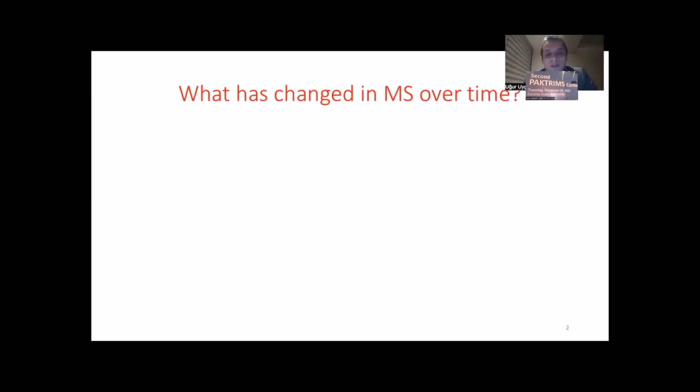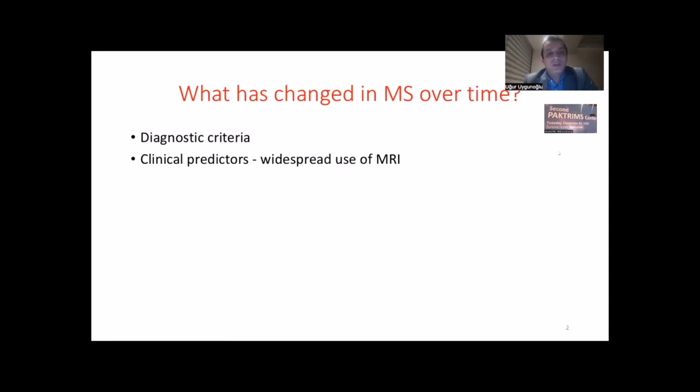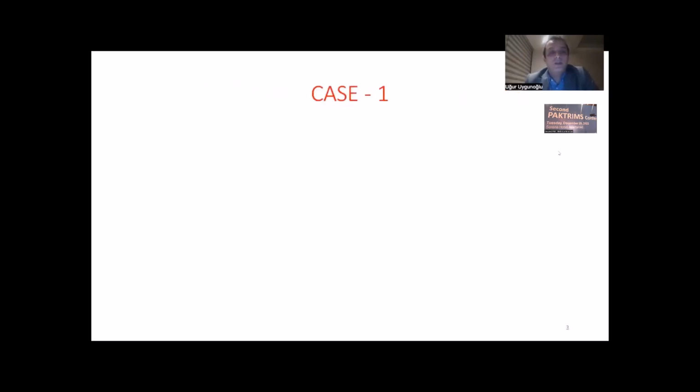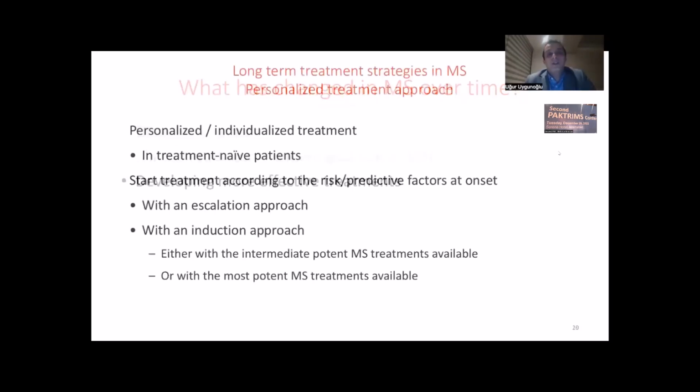But before that, let me start with a question. What has changed in MS over time? 3 things have changed. The first one, diagnostic criteria. The second, clinical predictors. And the third one is that there are more effective treatments in the MS field right now.